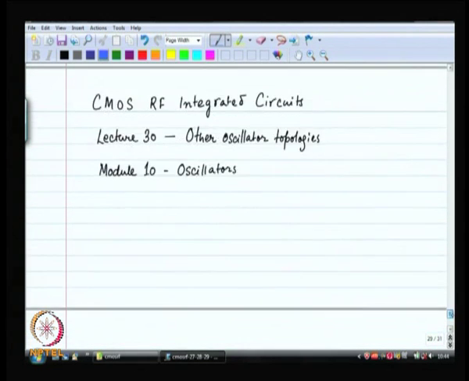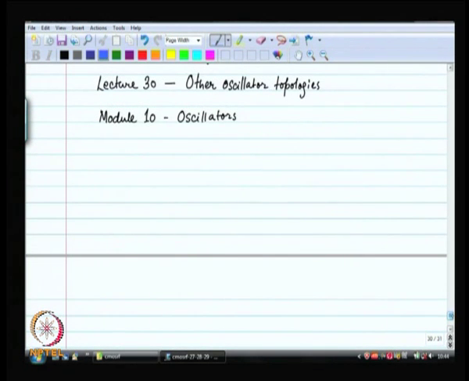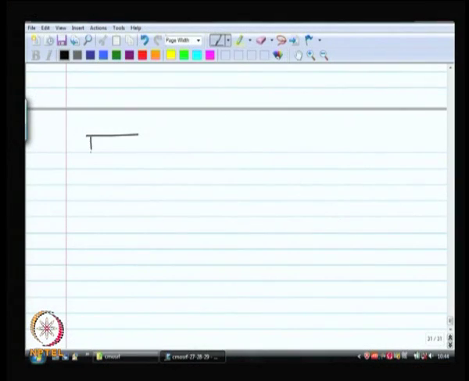All right. So, today we are going to talk about other oscillator topologies. So far we have just stuck to the one, a very popular oscillator topology as such. So, that is why we did a very detailed analysis of it. So, this is what we have done so far.